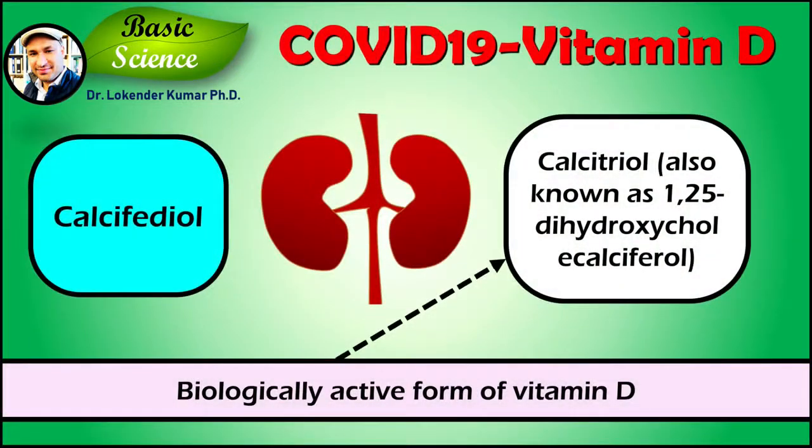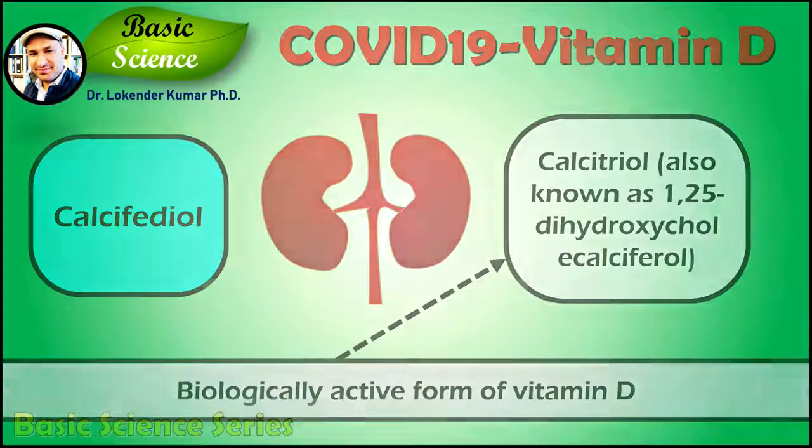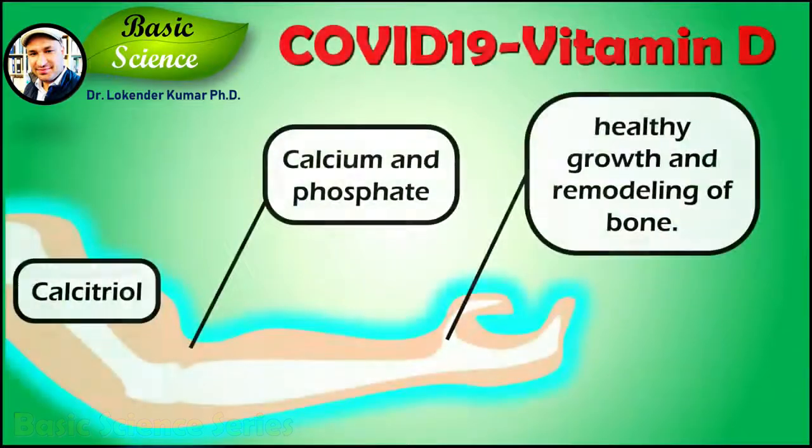25-hydroxycholecalciferol is further hydroxylated in the kidneys to form calcitriol, also known as 1,25-dihydroxycholecalciferol. It is the biologically active form of vitamin D. Calcitriol then circulates as a hormone in the blood, having a major role in regulating the concentration of calcium and phosphate as well as magnesium and promoting the healthy growth and remodeling of bone.